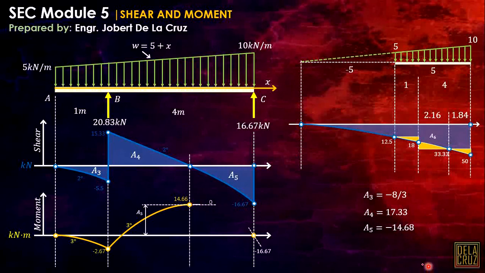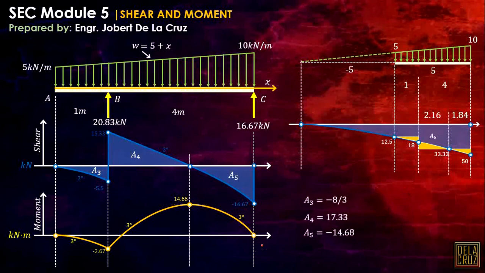So the slope here, of course, 0 yan. Ito pa rin. And the slope here is negative 16.67. So that is going downward. Okay? Medyo steep na siya. So connecting the curve here, this would be our curve. Okay? So that is third degree curve pa rin. And this is our moment diagram.